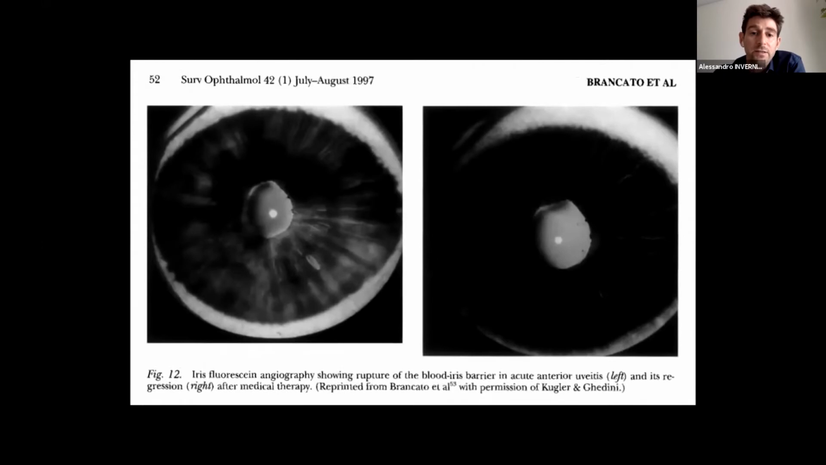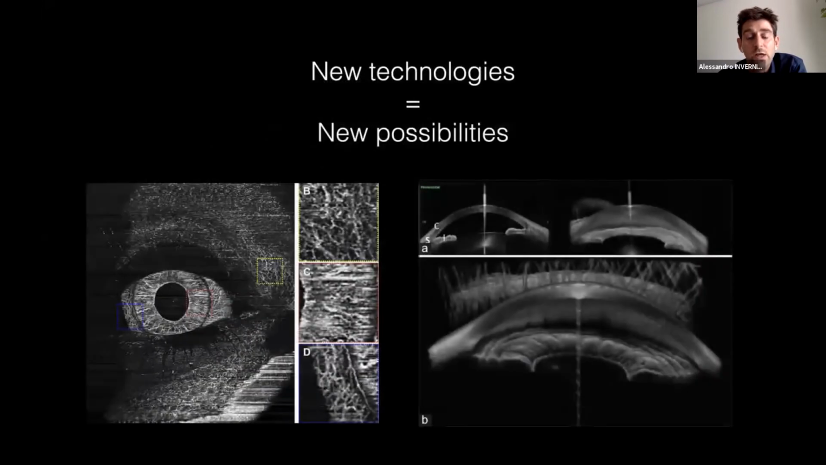Now, if you go back in 1997, imaging was used, and this is an example of fluorescein angiography, to assess the inflammation in the anterior chamber. And this is an iris angiogram showing some leakage at baseline and then no more leakage at follow-up. But of course, we don't use these. We haven't been using these, so it was a good attempt, but it did not find any practical use in the clinical practice. But nowadays we have new technologies, and new technologies obviously offer new possibilities.